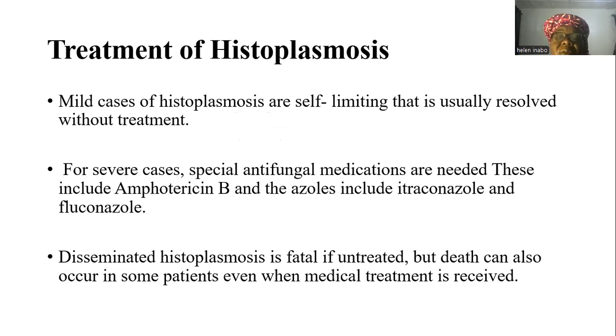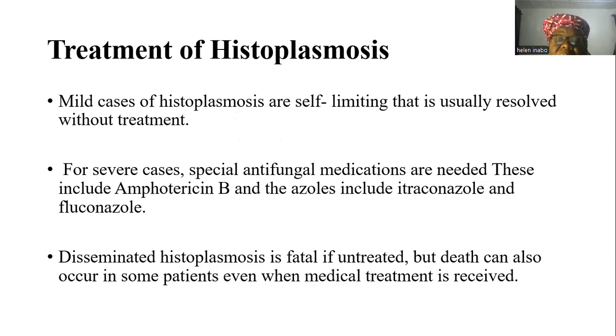Treatment of histoplasmosis will involve the following. Mild cases of histoplasmosis are usually self-limiting. That is, they can resolve without treatment. For severe cases, special antifungal medications are needed. These include amphotericin B and the azoles, which include itraconazole and fluconazole.